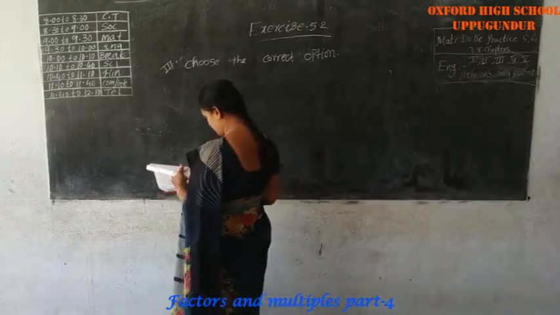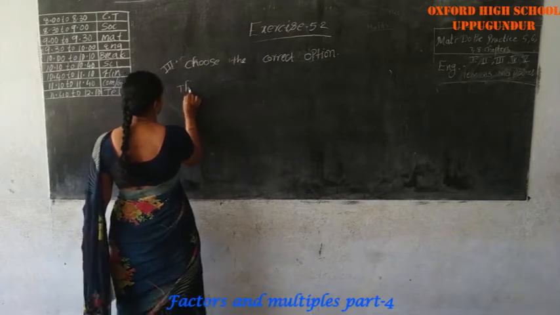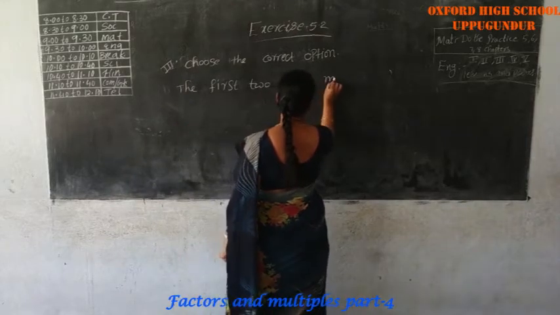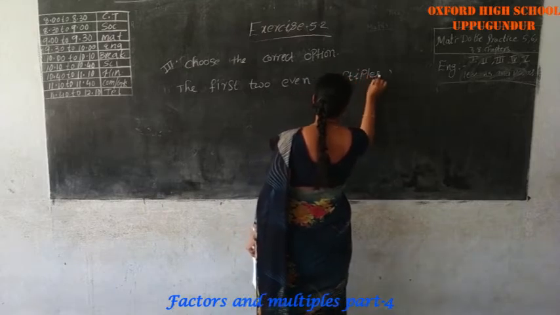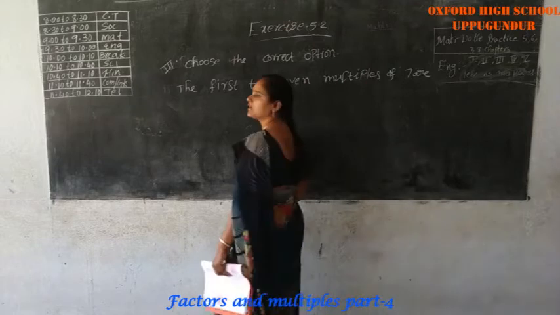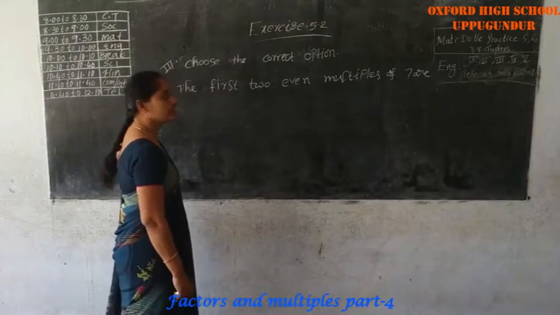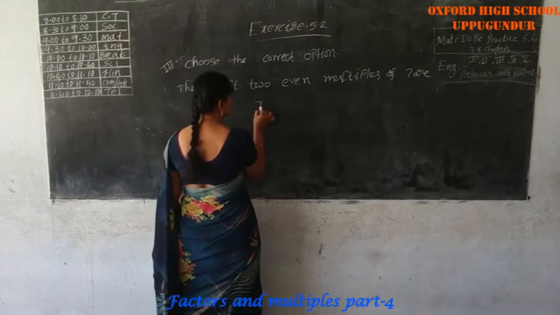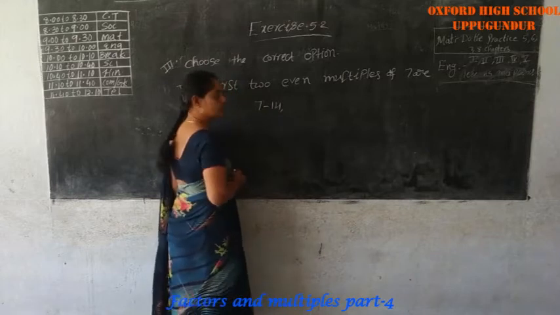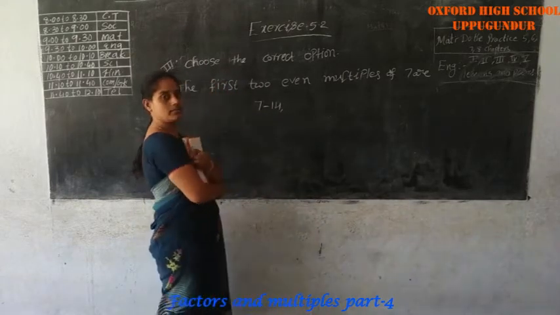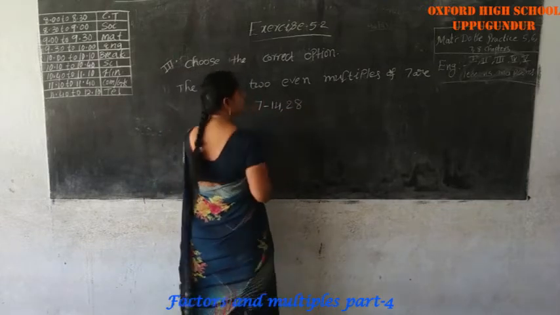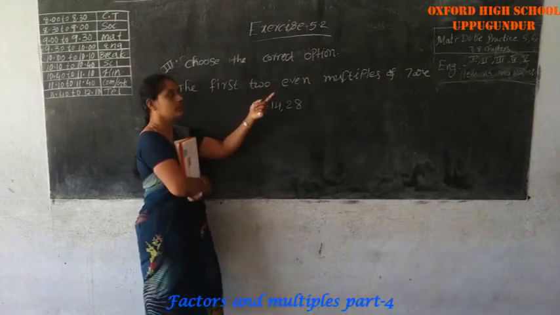Next one: the first two even multiples of 7. The first two even multiples in the 7 table. 7 ones are 7, an odd multiple. 7 twos are 14. 14 is an even multiple. 7 threes are 21. 21 is an odd number. 7 fours are 28. 28 is an even multiple. 14 and 28 are the first two even multiples of 7.